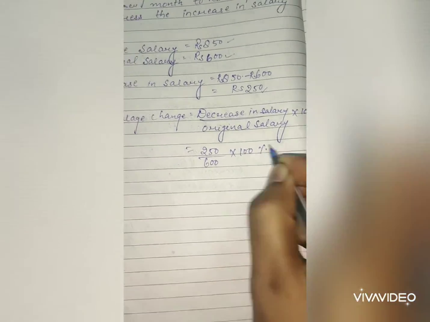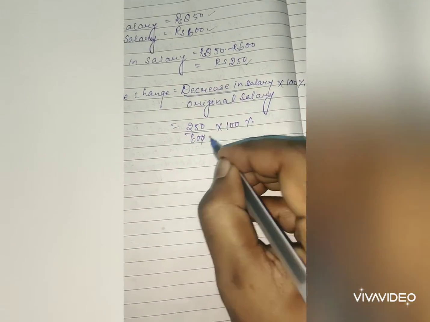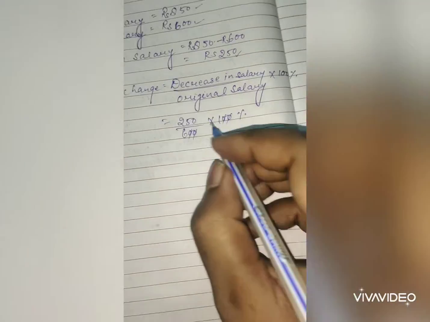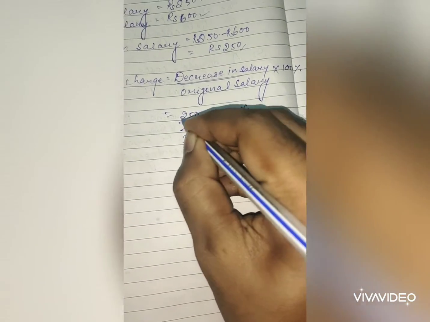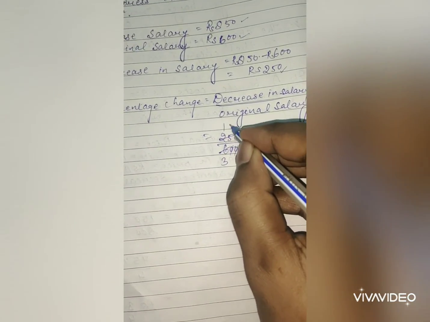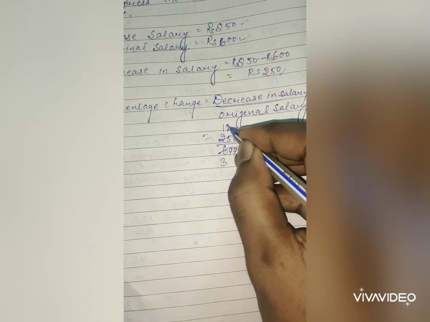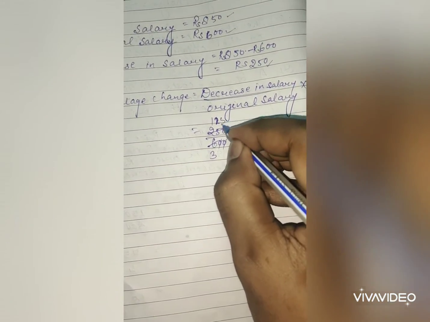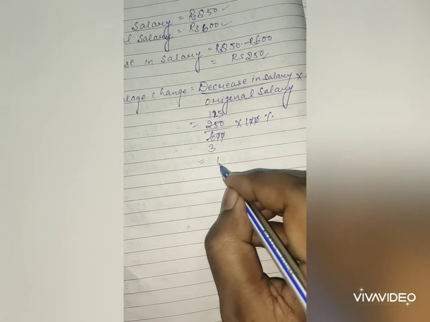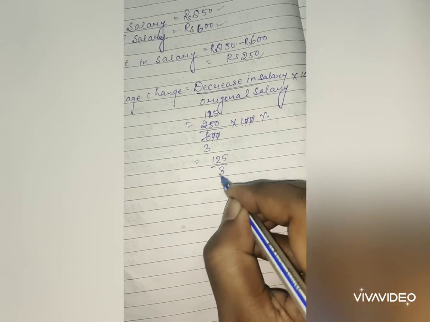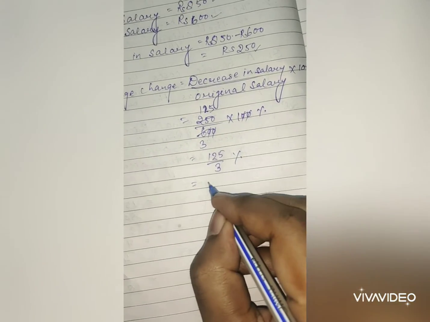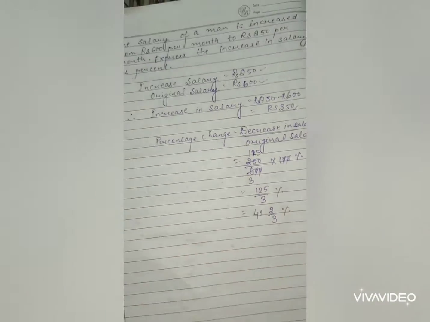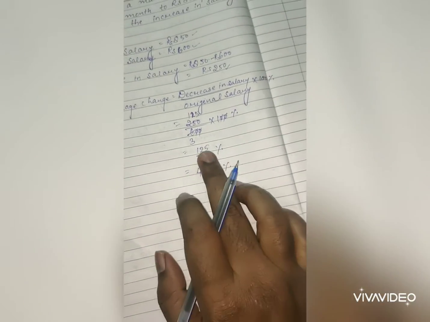Clear? Now the original salary he was getting is 600, multiplied by 100%. Okay, now solve it. This will be cut, then this will be cut. Clear? 250. So 2 3s are 6, 2 1s are 2, then 2 2s are 4. Okay, 2 2s are 4, 1 will be left, 2 5s are 10. Now it has become 125 upon 3%, or you can write this as 41 2 by 3%. Clear? Multiply it, you will get the same result.